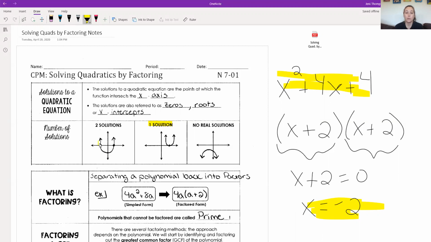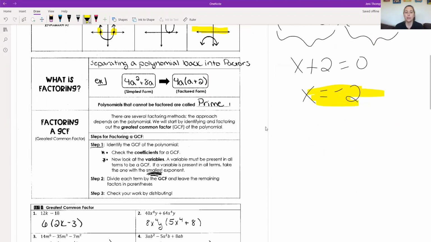Typically we get ones with 2 solutions, or they cross the x-axis in 2 different places. And whenever it's prime or we can't solve it, that would be like if we tried to apply the quadratic formula to it, it would be a negative under the square root. You can't take the square root of a negative. That's why the square root of -1 is i, because it's imaginary. So those are no real solutions because there's nowhere that this function ever crosses the x-axis.